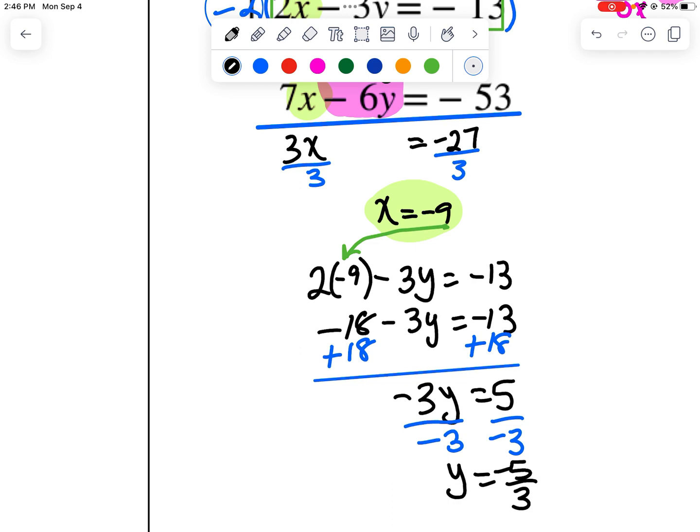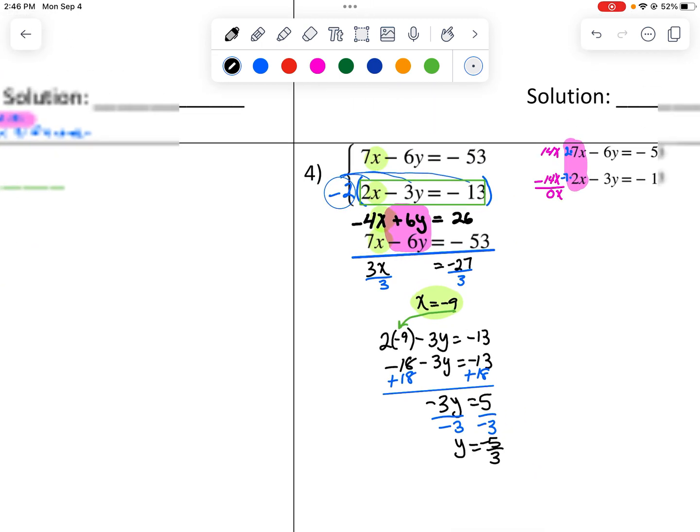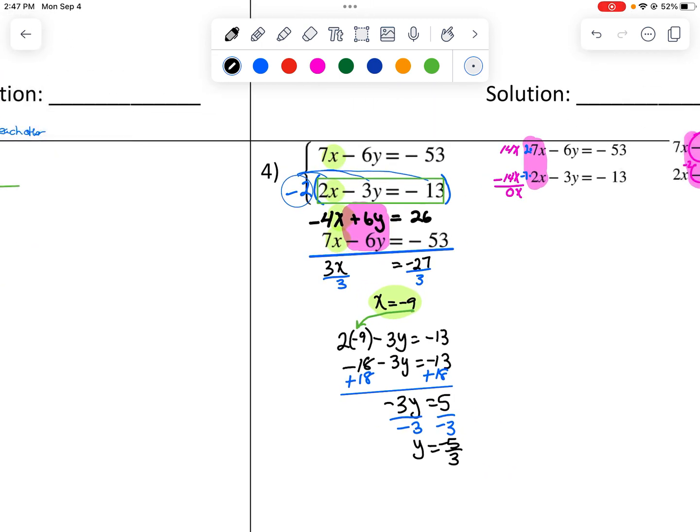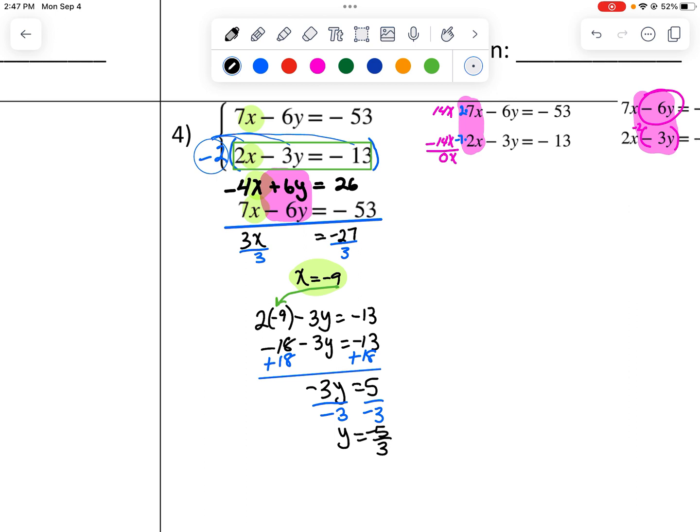And that can be an answer. It's just rare that it's not an integer because teachers painstakingly work to make them integers for these problems. So I'm not certain, so I'm going to plug it in and see. Oh, by the way, I should write my answer as negative 9, comma, negative 5/3. If I am unsure, I'm going to take my equation. I'll do it in red. My equation is 7 times x minus 6 times y is supposed to equal negative 53.